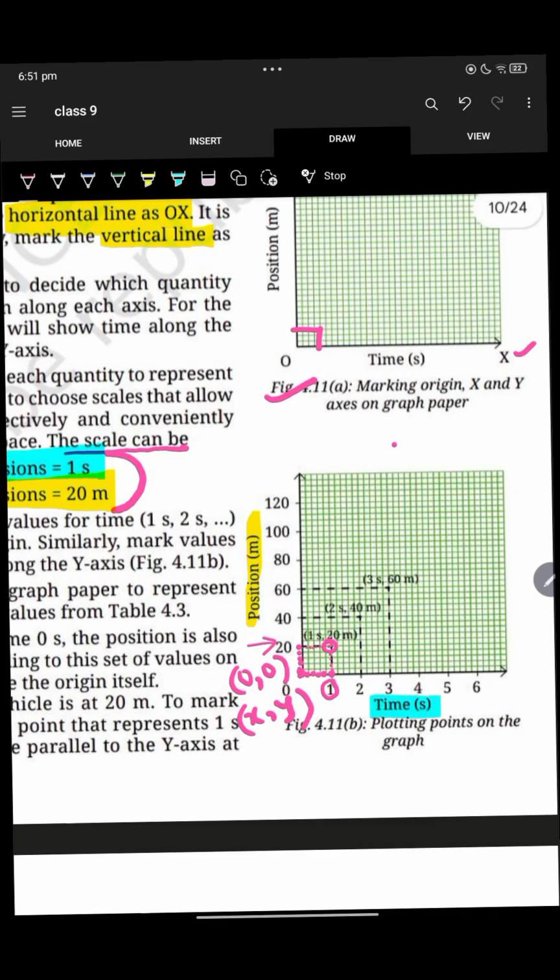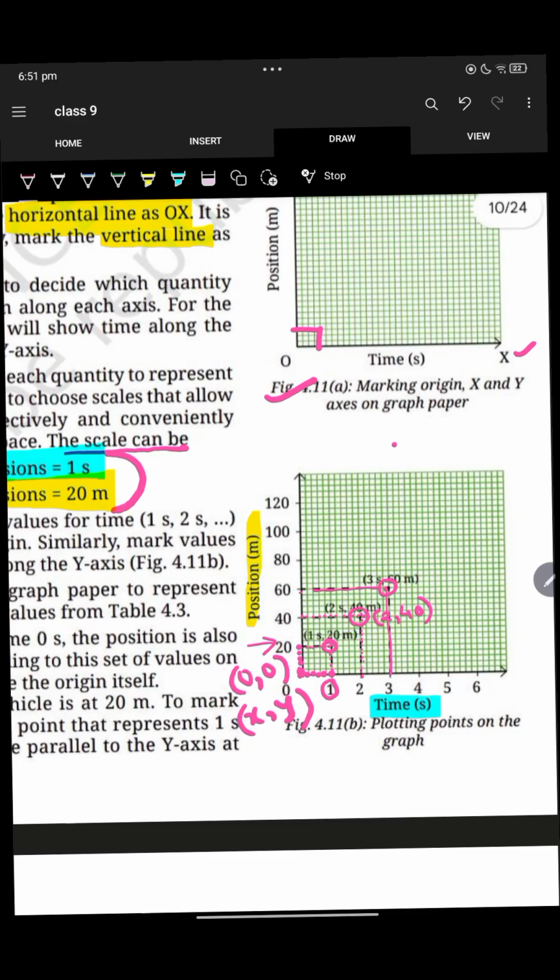Next, in 2 seconds, you have 40 meter. So you take a scale and draw 2 seconds. This is the line which is parallel to y-axis, and the line which is parallel to x-axis from 40 will meet at a point. And what are the coordinates of this point? X-axis is 2, y-axis is 40. So 2, 40. 2 second, 40 meter. Similarly, you have a point like this, 3 second, 60 meter for this plot.